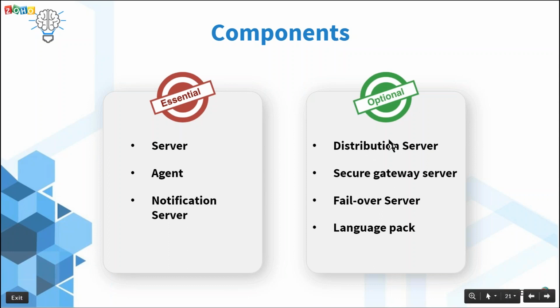When we look at the optional components, we have distribution server, which serves as a repository for patches, software, and scripts that you have deployed to the machines in the remote office. We can create unique replication policies for each location as per the bandwidth requirement and associate it with the distribution server. Then we have a secure gateway server. This is useful if you are going to manage machines that are not a part of your local area network or for the machines connecting over internet.